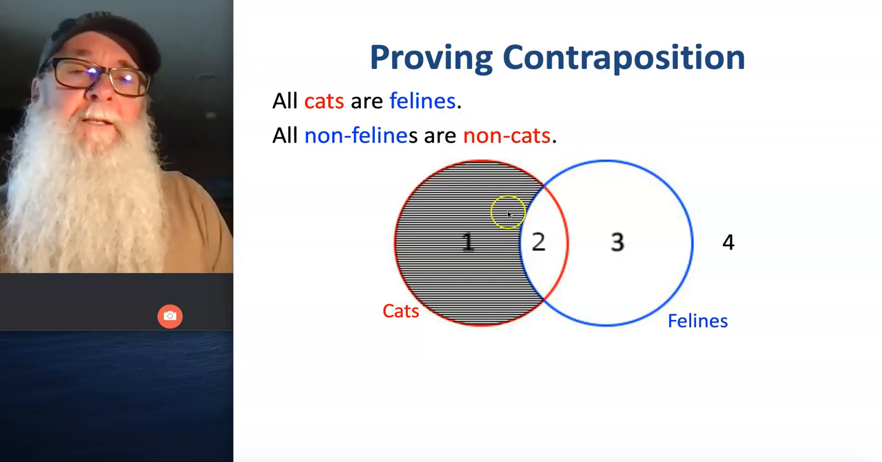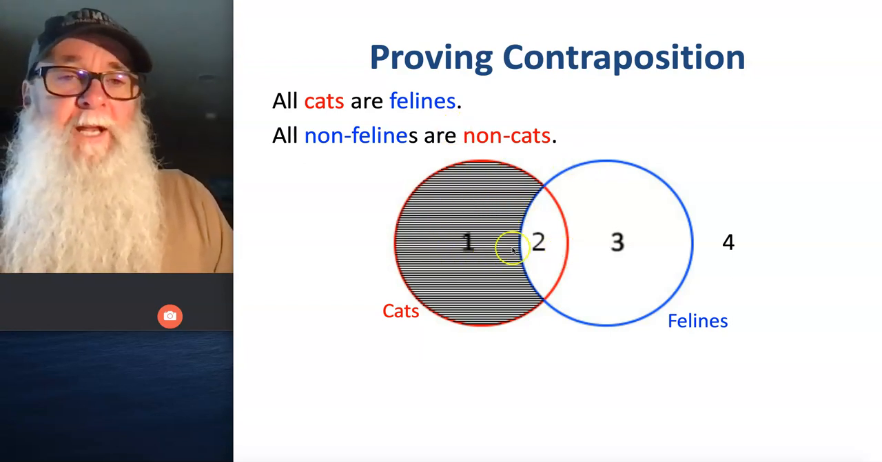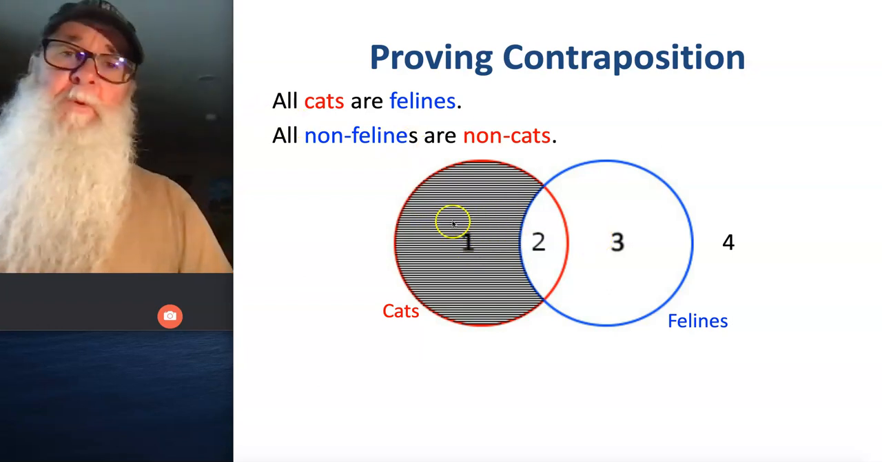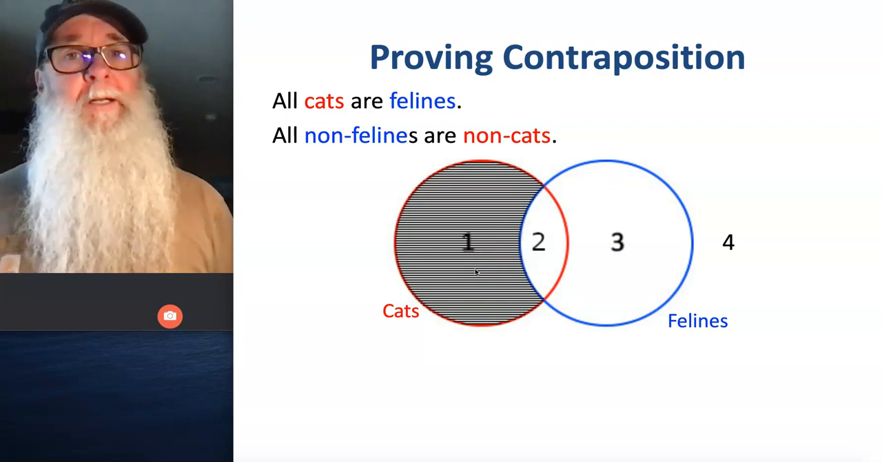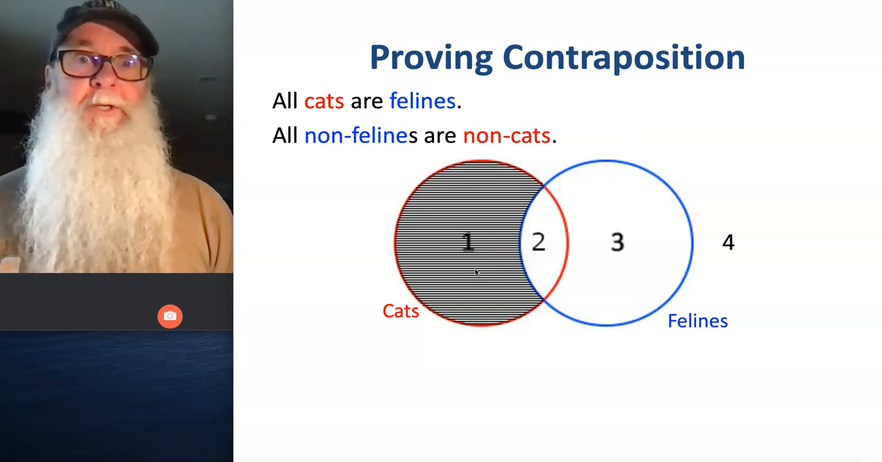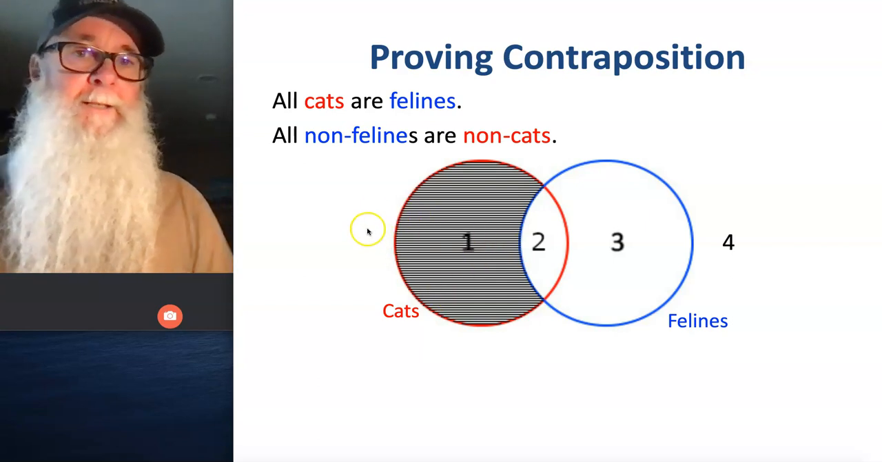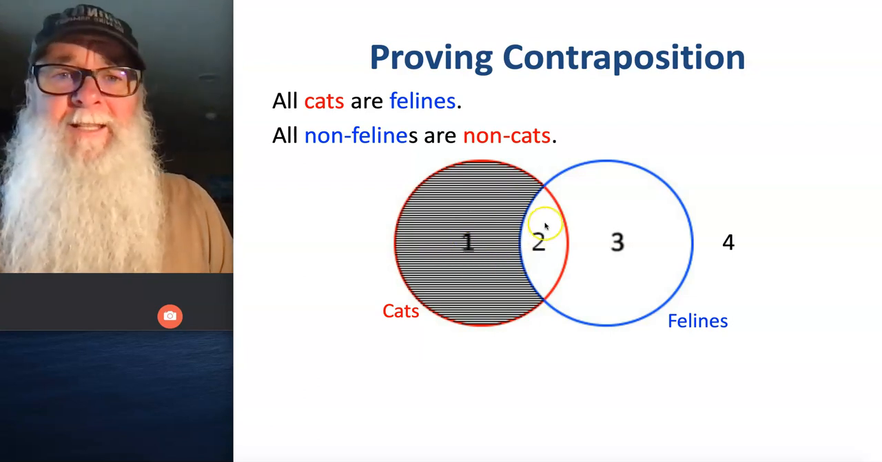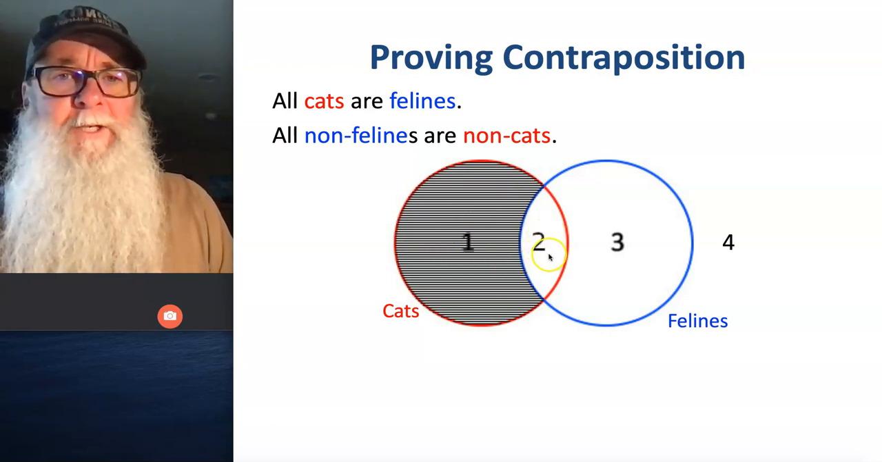So we're going to prove this by creating a Venn diagram for our original statement, all cats are felines, and that's going to require us to shade out area 1, because area 1 is an area of the cat building where there could be cats, but we're trying to show that no, all the cats are felines, and if they were in area 1, they wouldn't be felines. So we've got to turn out the lights because there's nothing there. All the cats are right here in area 2.